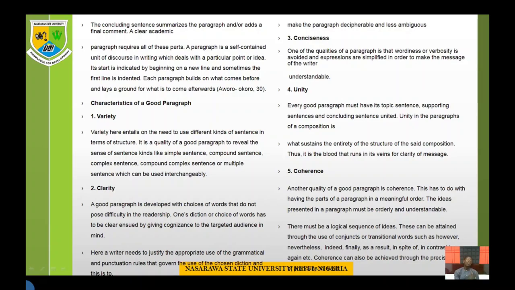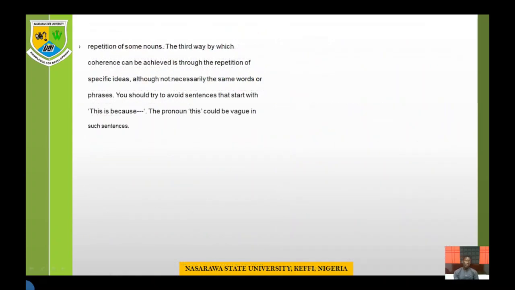We call them cohesive devices. They link ideas together. When you say this in this paragraph, and in the second paragraph you are saying as a result, for instance, or in spite of, you are connecting the ideas to mean that you are achieving the sense of unity in your writing. This is it for what we call paragraphs and characteristics of paragraphs.